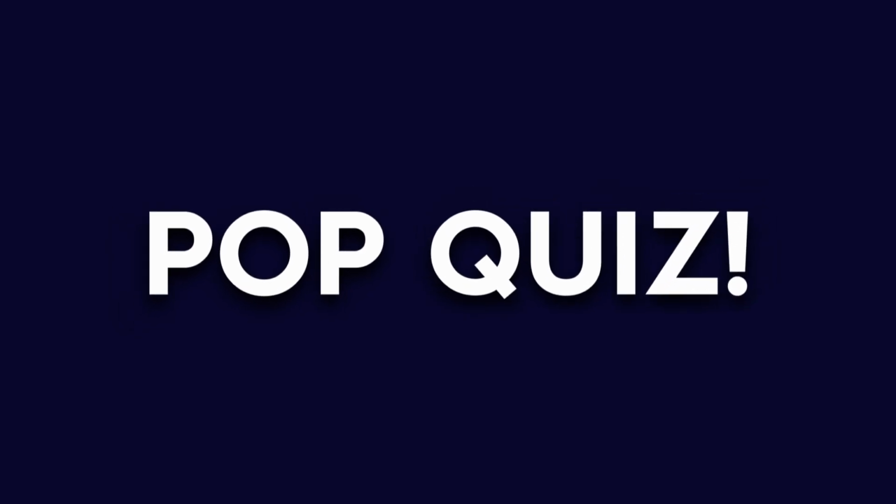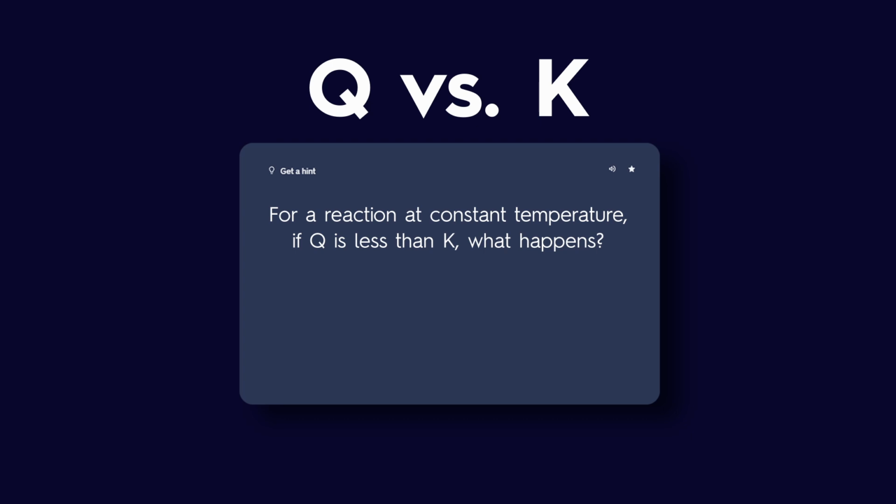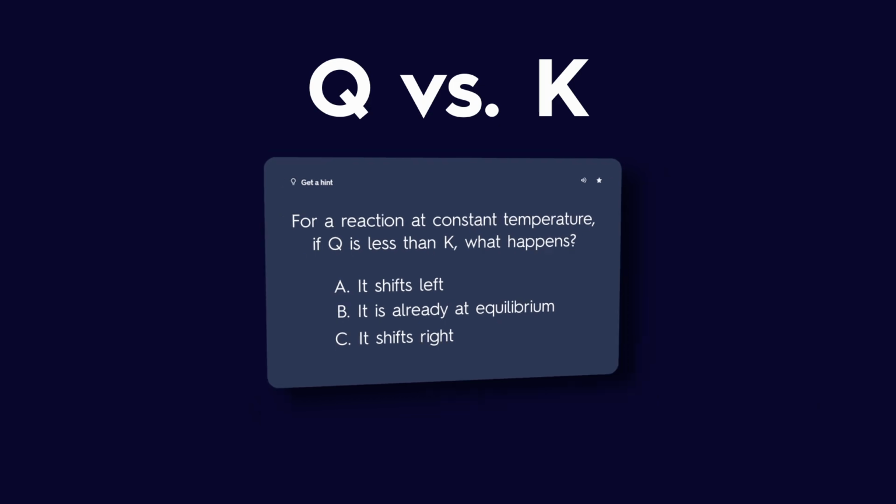Pop quiz. For a reaction at constant temperature, if Q is less than K, what happens? A. It shifts left. B. It is already at equilibrium. C. It shifts right. Lock in your answer. We will reveal it in a moment.